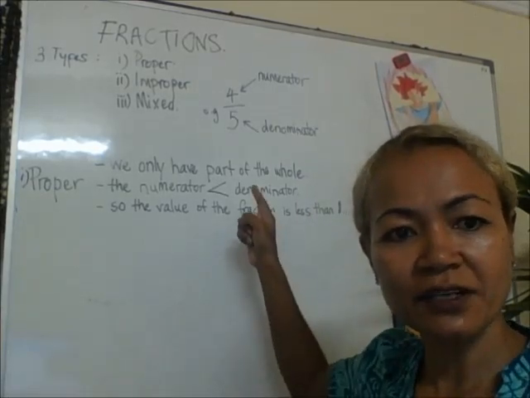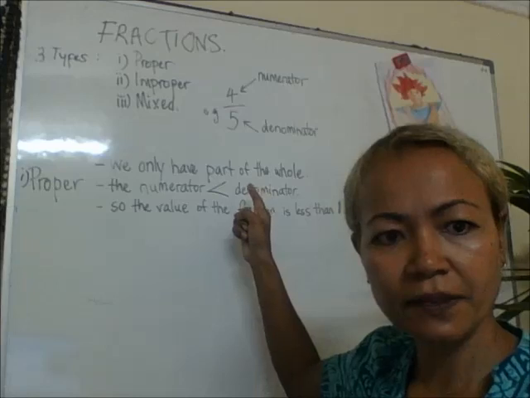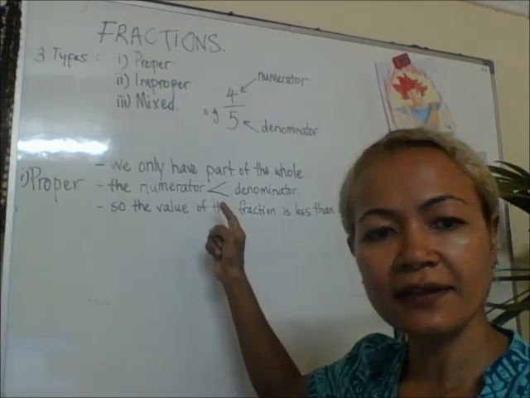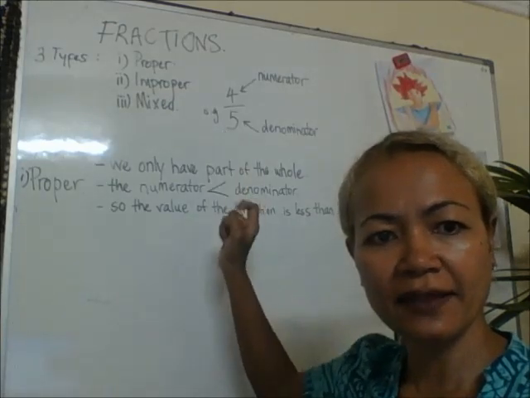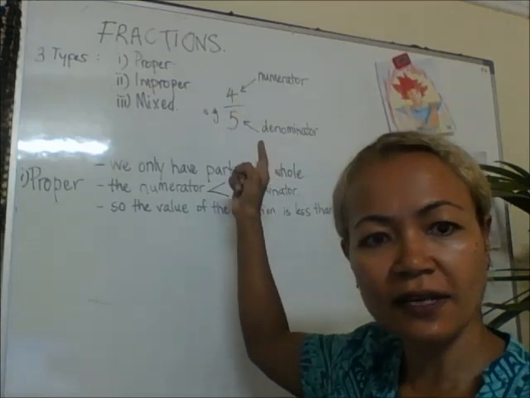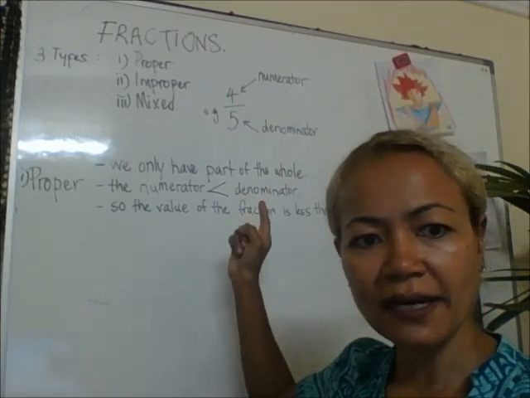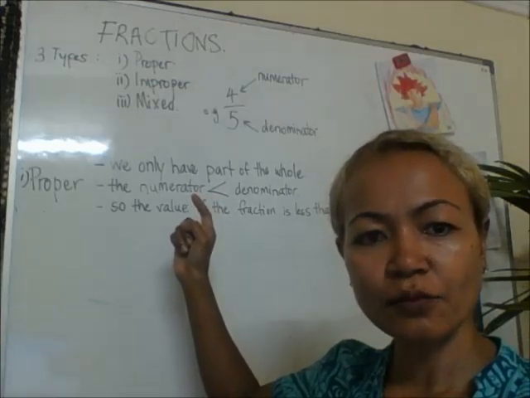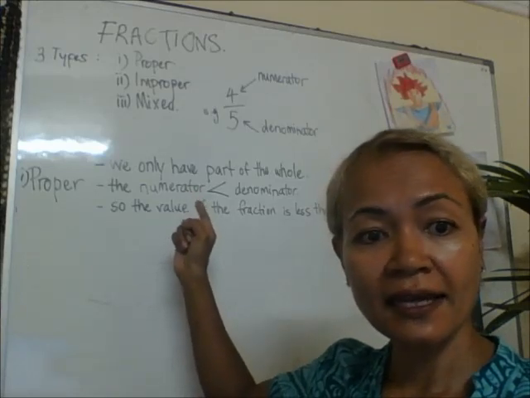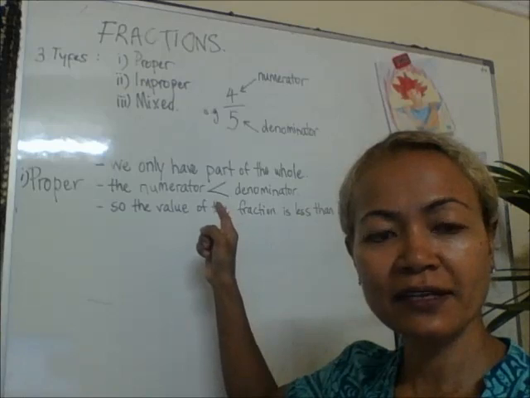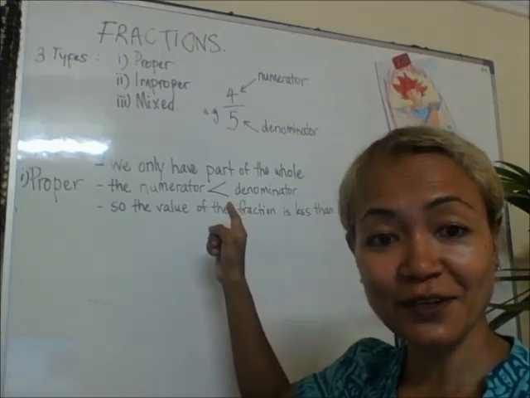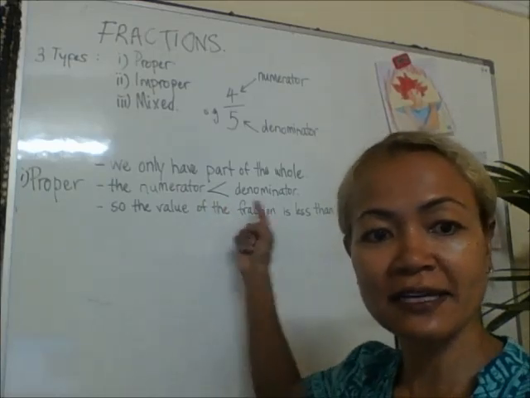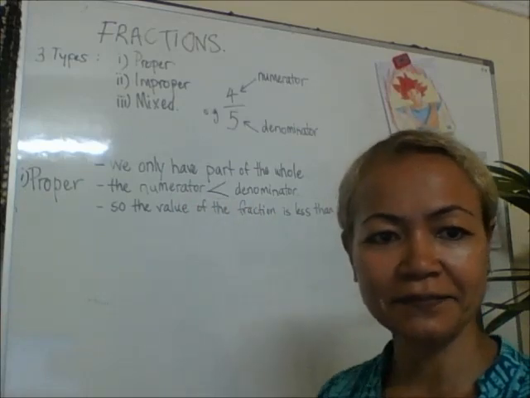In a proper fraction, we only have part of the whole. So the numerator is smaller than the denominator. Just like what's shown up there, the number on top is smaller than the number at the bottom. So this sign here, the thinner side, points at the numerator, so the numerator is smaller. The big open mouth of it is pointing to the denominator. So the denominator is bigger than the numerator, or the numerator is smaller than the denominator.